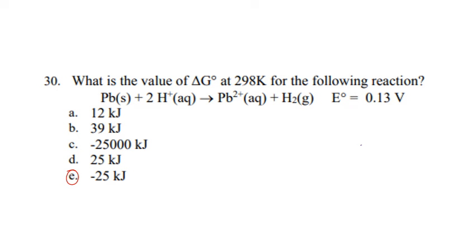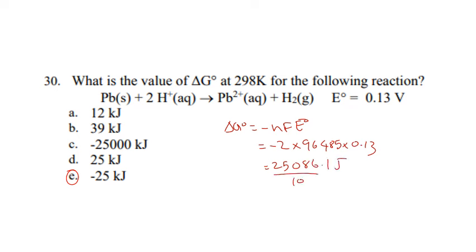Okay, this question is asking us to calculate delta G naught at 298 Kelvin for the following reaction. The reaction given is balanced. E0 value is given. So delta G and E0 we can connect through the formula delta G naught equals negative nFE naught, right? And then substitute negative 2 times 96,485 times 0.13, that equals 25086.1 joules. We can convert that into kilojoules, divide by 1000, that equals 25 kilojoules. So the answer is, of course, negative. So the answer is E.